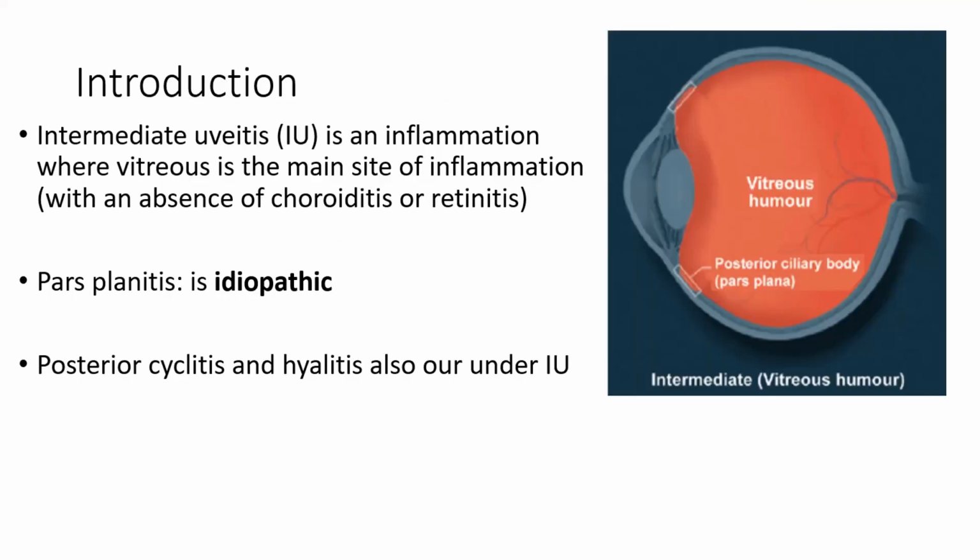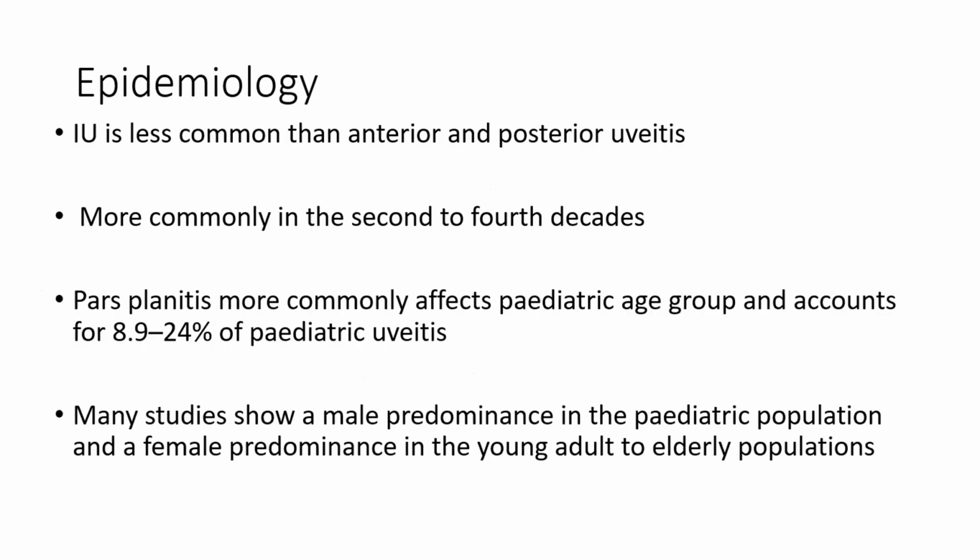So just a brief introduction. Intermediate uveitis is an inflammation where the vitreous is the main site of inflammation, and there's usually an absence of choroiditis or retinitis. Pars planitis, posterior cyclitis and hyalitis are also termed intermediate uveitis. Intermediate uveitis is less common than anterior and posterior uveitis.